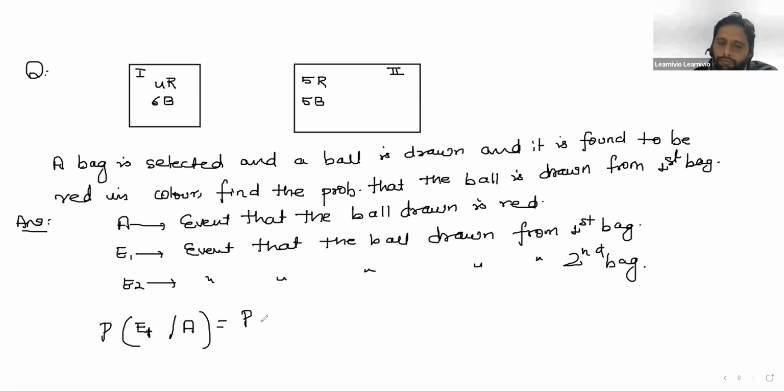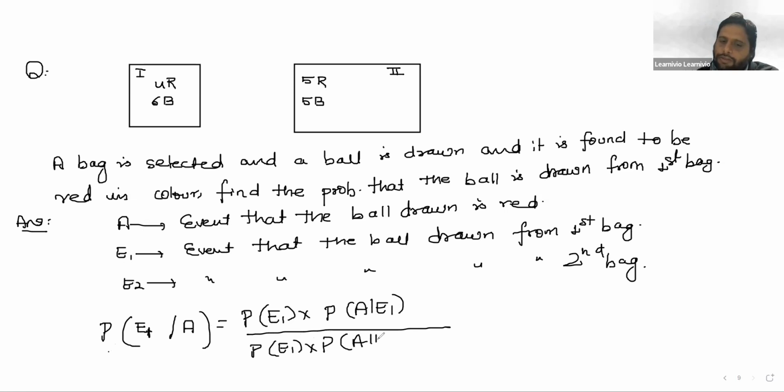Now write the formula. The formula is P(E1) into P(A by E1), divided by P(E1) P(A by E1) plus, and write all the events which you have. First is E1 only, second we have E2, P(A by E2). So we have this formula. Now find all the values.